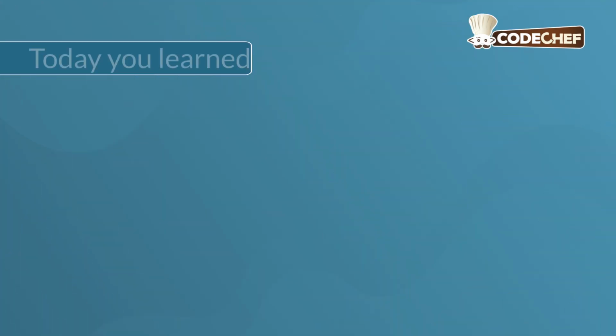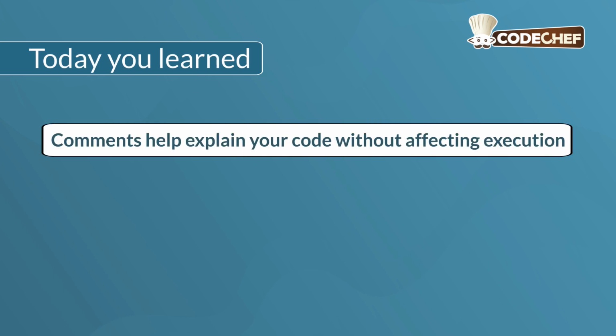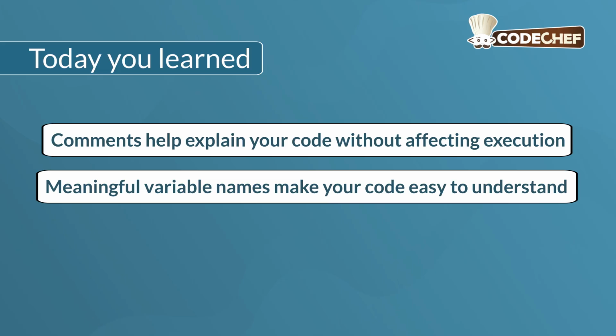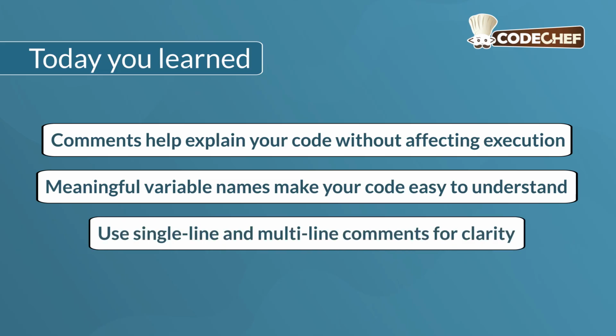Today you learned: comments help explain your code without affecting execution. Meaningful variable names make your code easy to understand. Use single-line and multi-line comments for clarity.